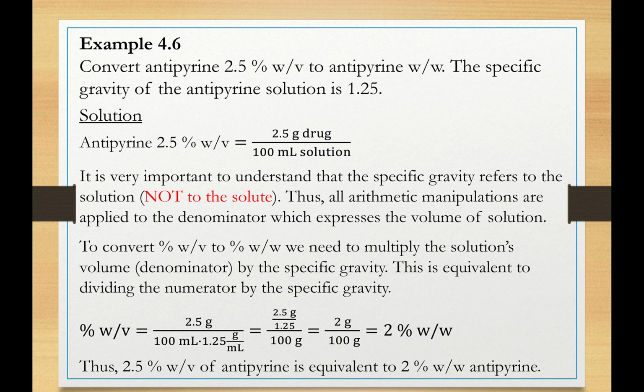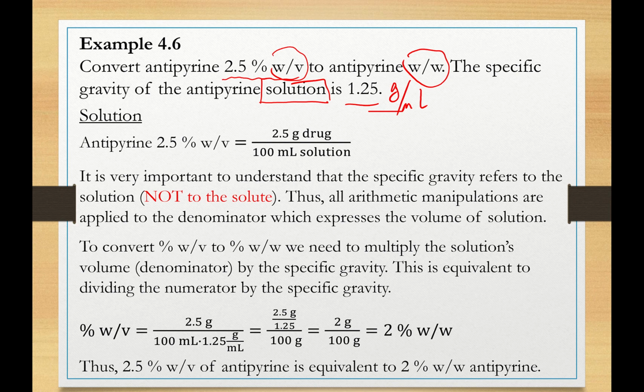Now in example 4.6, we have to do the opposite. We're given antipyrine as 2.5% weight per volume, and we need to convert it into weight per weight. The specific gravity of the solution, again, antipyrine solution, not antipyrine solute, is 1.25, so that's grams per ml. And I've written my answer here, I typed it because we know what to do now.